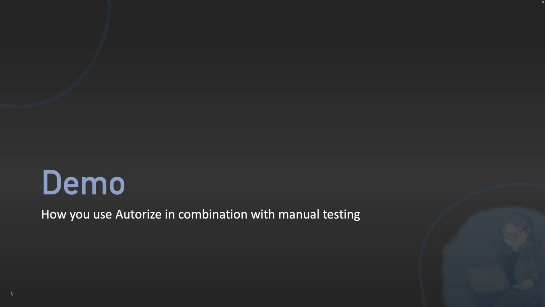Great, so we now know the basics of Autorize and how to use it. But how do we actually use this practically to find bugs? How can we combine this with our manual testing? So I'm going to show you some cool and kind of advanced features of Autorize to get you started, and then show you how I approach an API, and how my brain works with Autorize in combination with my manual testing methodologies.